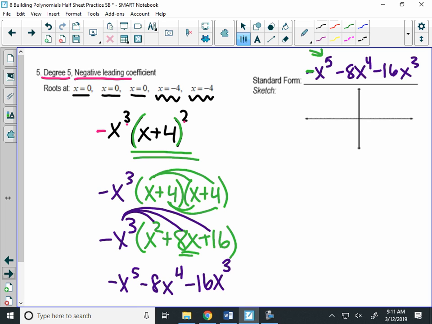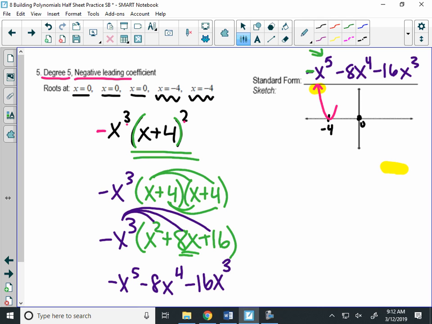So let's talk about this graph. Plot your x-intercepts. We have a root at 0 and a root at -4. I have an odd degree, which means my arrows go in opposite directions, and a negative leading coefficient. I have a negative trend, so I start high and end low. When I start my graph, and when I come down to the -4, because it has a multiplicity of 2, I'm going to come down and bounce off of that root. That's what a multiplicity of 2 looks like.